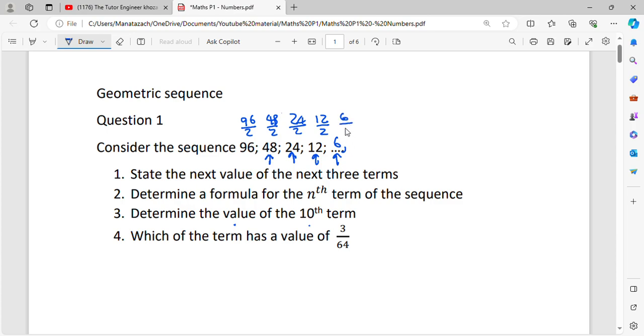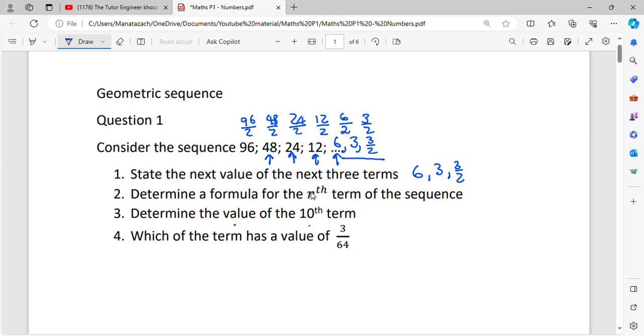A 6 divided by 2 is going to give us a 3. So then the following term would be 3 divided by 2, which is going to give us 3 over 2. So basically these will be the next three terms. So it's 6, 3, 3 over 2.